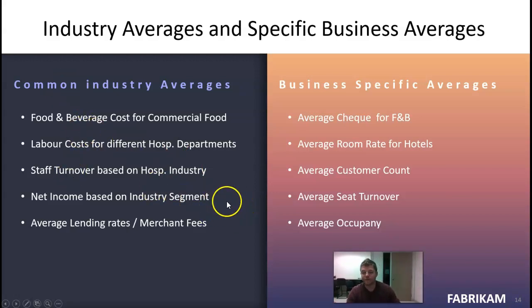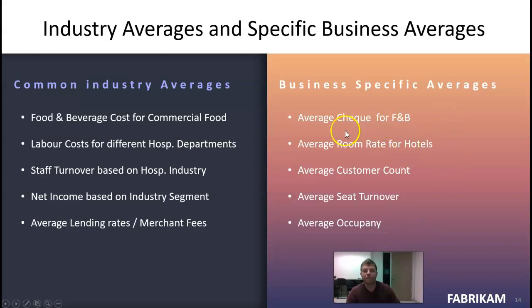There's some net income industry averages. If you look on StatsCan, for restaurants it's anywhere from like 5 to 15% as far as what the net income percentage is. Average lending rates, merchant fees, these are all things. And then we also have business-specific averages, which I won't go through because these all change quite a bit.